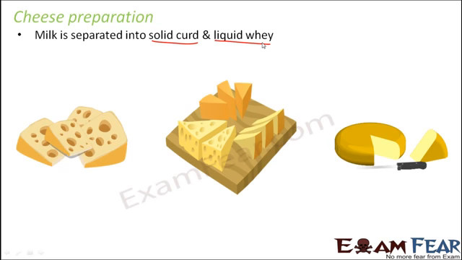Now, how does the separation take place? The basic concept behind this separation is also the coagulation of proteins. When you add lemon juice or vinegar, the entire pH inside the milk changes, as a result of which some of the milk proteins start coagulating. That is, they start coming together, forming small solid masses, and those solid masses together form the solid curd, and the remaining liquid portion comes out as liquid whey. So this is how milk is first separated into solid curd and liquid whey.